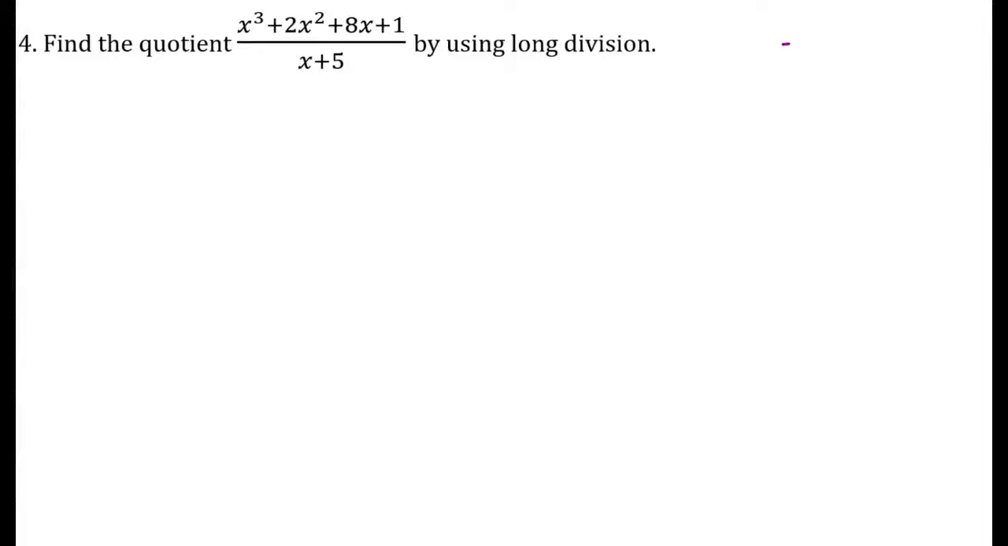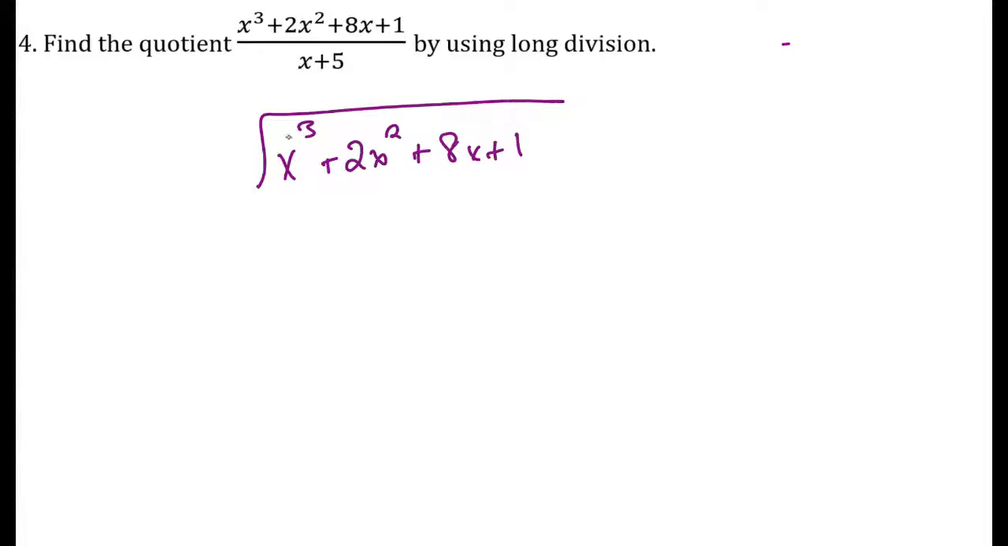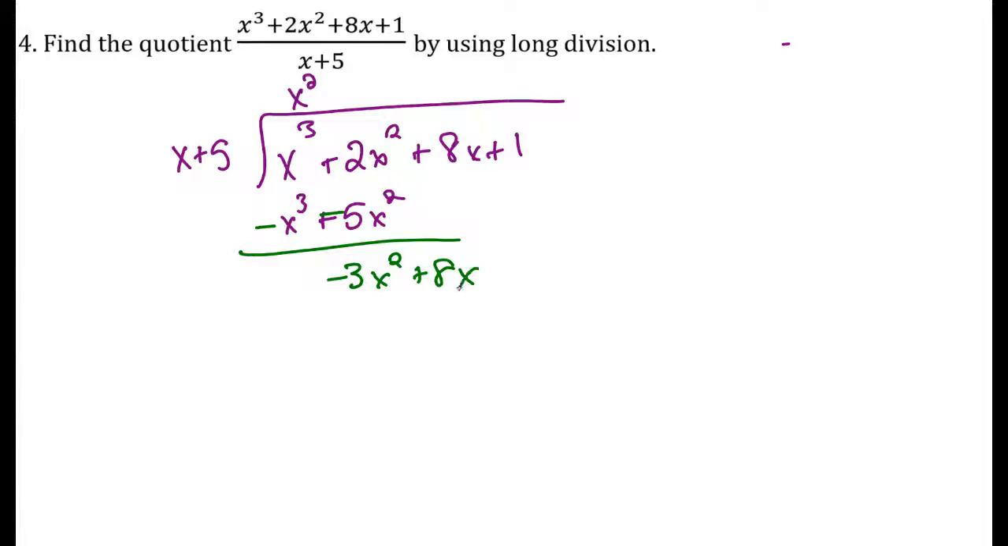Find the quotient by using long division. So I'm dividing x cubed plus 2x squared plus 8x plus 1 by x plus 5. Well, x squared times x gives me x to the third, so I multiply through. X squared times 5 is plus 5x squared. Subtract, change my signs, and I get minus 3x squared plus 8x.